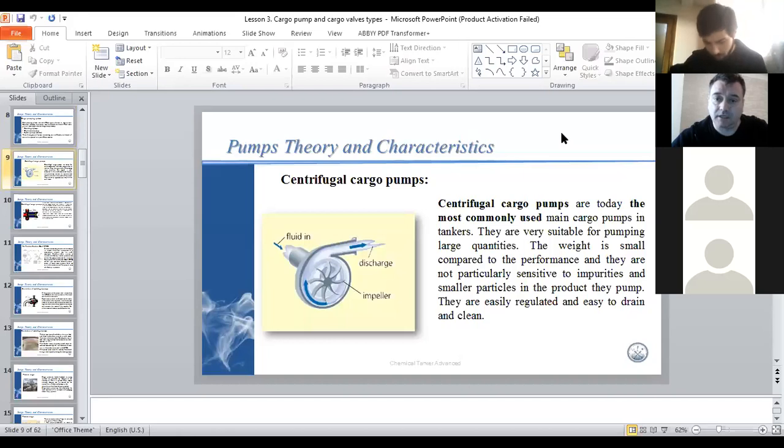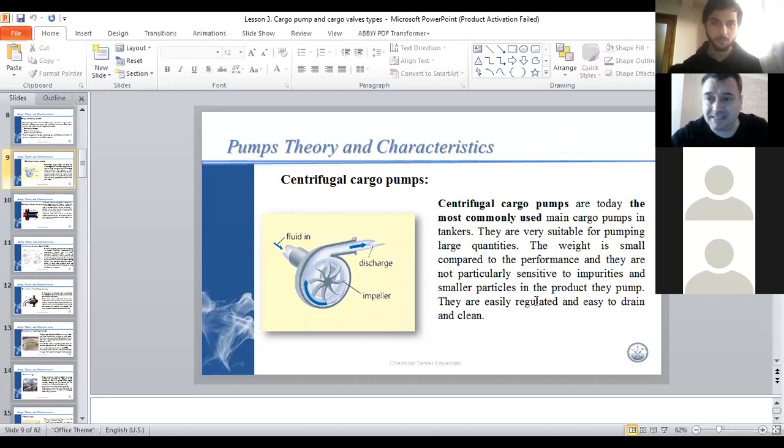The centrifugal pump works by very high speed rotation and displaces the cargo. Yeah, so it's a very common and very popular pump. Every one of you has used this one at home also. Maybe somebody used it at home, just start the pump, it's rotating and displacing the cargo. So it consists of an impeller, fluid in and going to discharge.